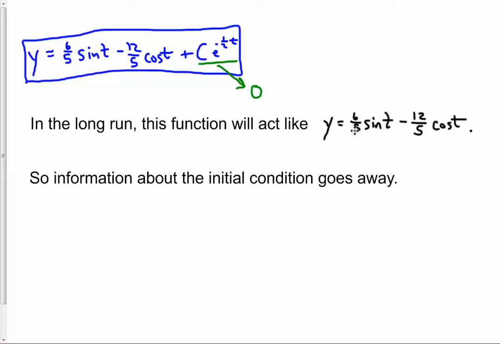This is the function that persists over time, and yes, in the beginning, different initial conditions will start differently because of this piece, but that piece dies away. And what's left over, the part that doesn't die away, is called a steady state solution. Again, this will always happen whenever we have a negative a in our linear differential equation. We get a steady state solution.